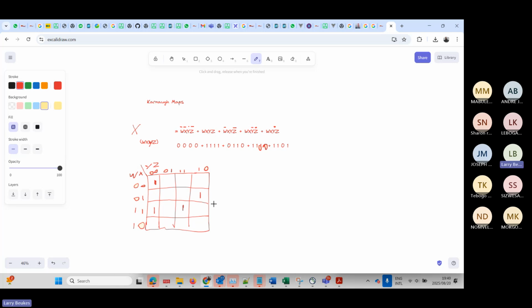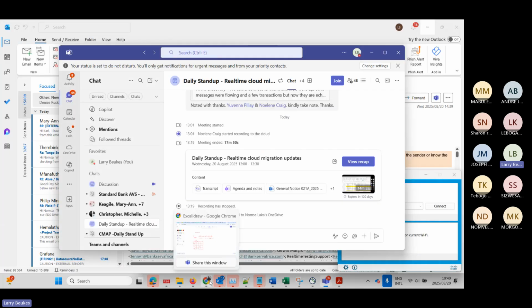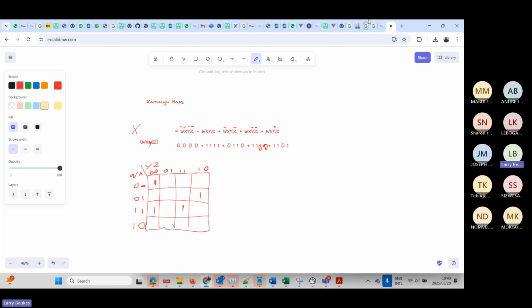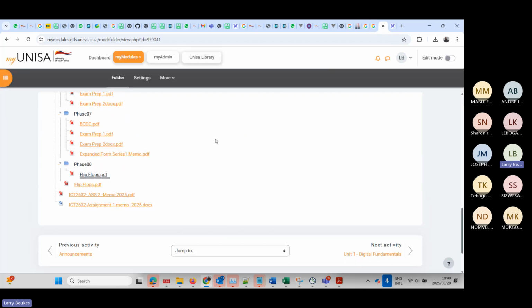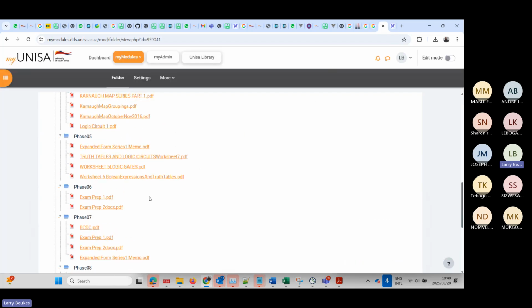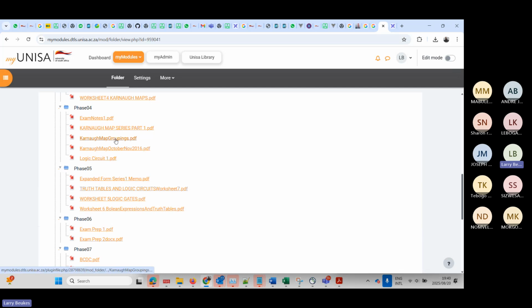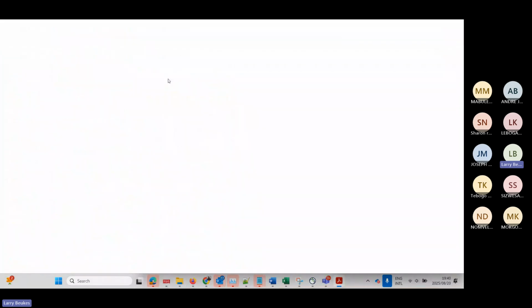Guys, I think in phase 3 or phase 4, if you go here, there is a document called Karnaugh map groupings. Please, everything is there. All the different groups of Karnaugh maps are there. Here it is, Karnaugh map groupings. I worked it out for you guys. You don't need to think too hard about these things, right? So it's here. Go look for Karnaugh map groupings.